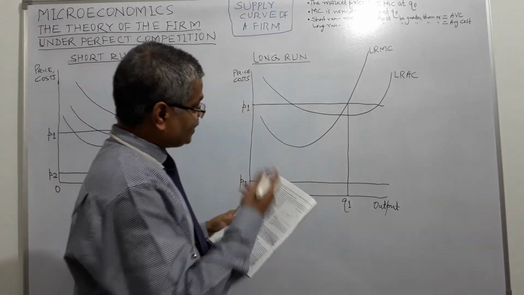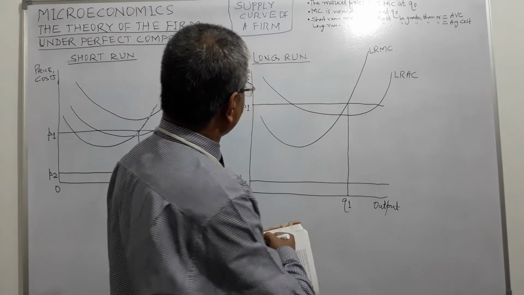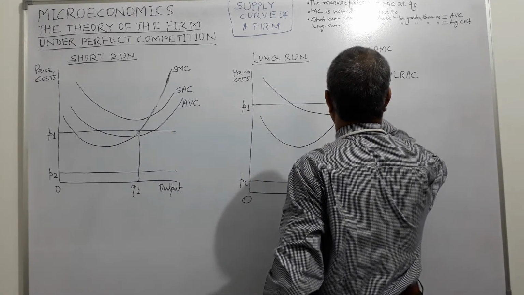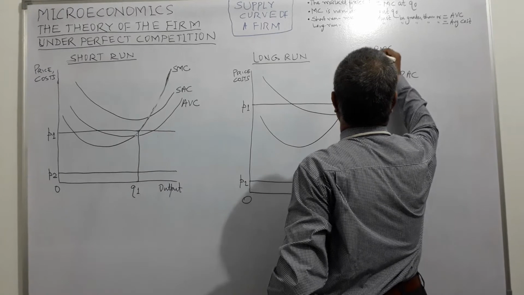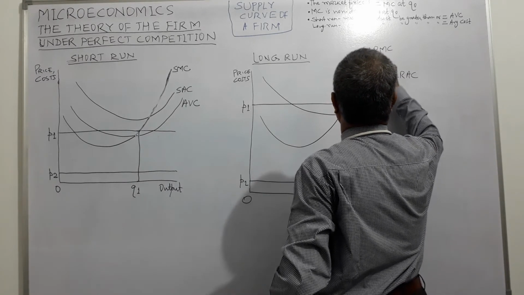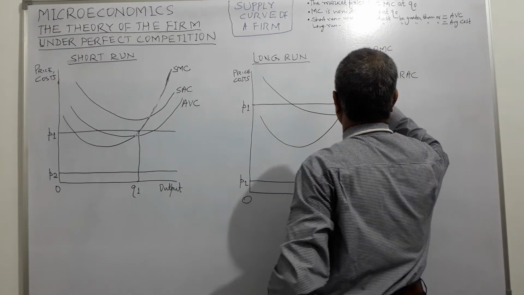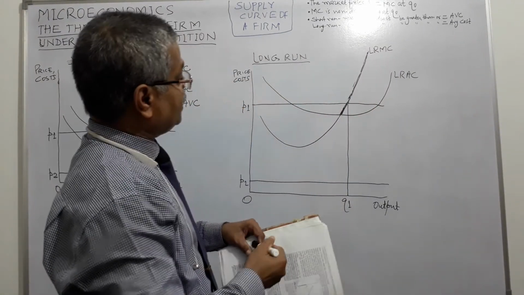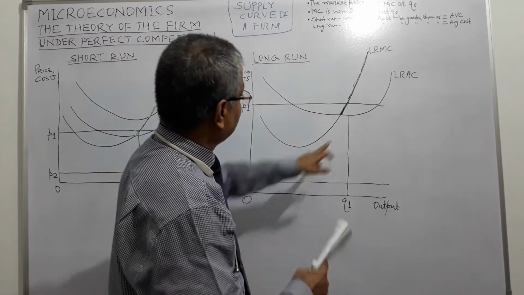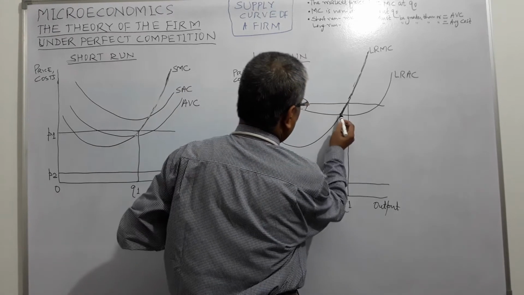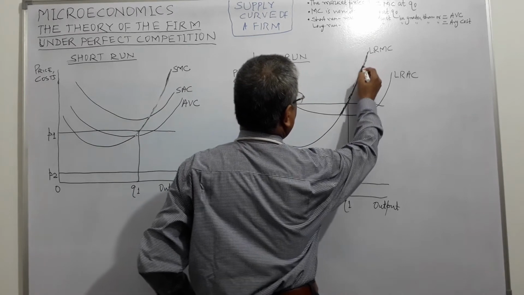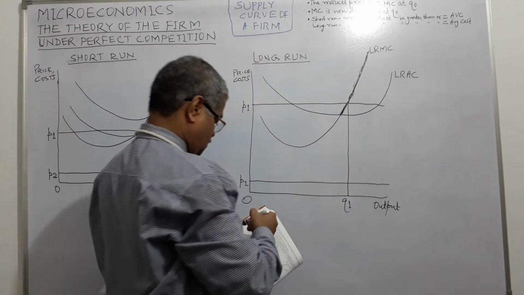And what is the long run supply curve? Long run supply curve will be this bold line, right? It goes from here. Why does it go from here? Because LRMC cuts the LRAC at its minimum here, at this point. So long run supply curve is this bold line, right? Okay.